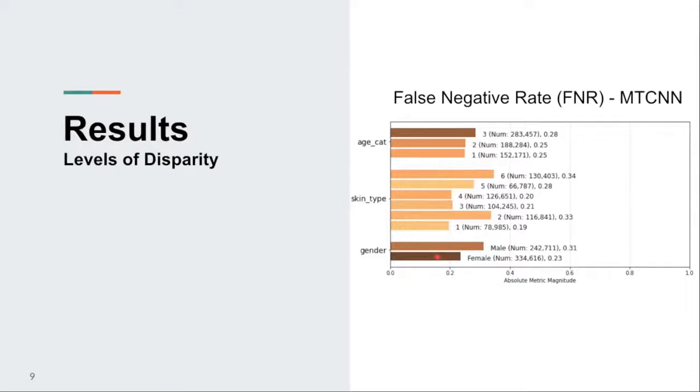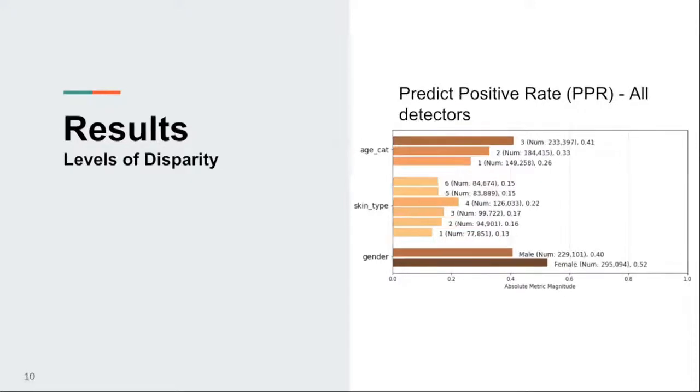We observe that for false negative rate, for MTCNN and RetinaFace, the male gender has the higher risk of incorrect detection. For the positive prediction rate for all detectors, the age group 3, skin tone 4, and female gender are positively predicted more frequently.